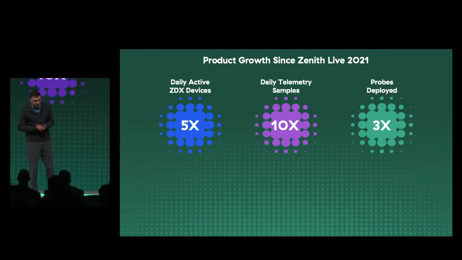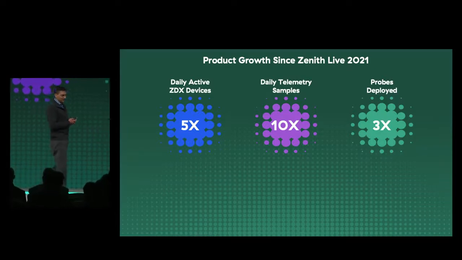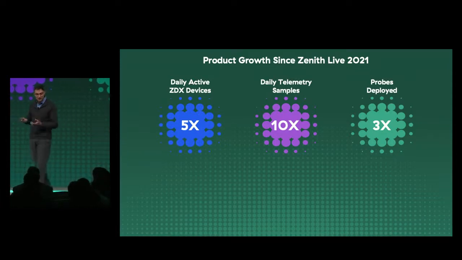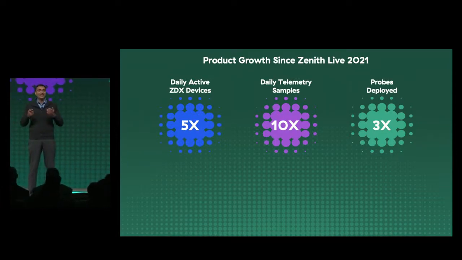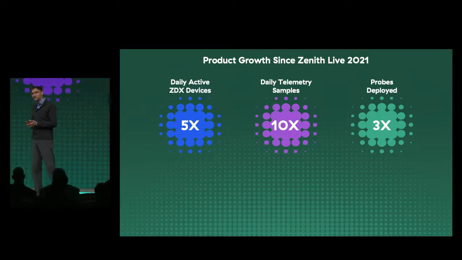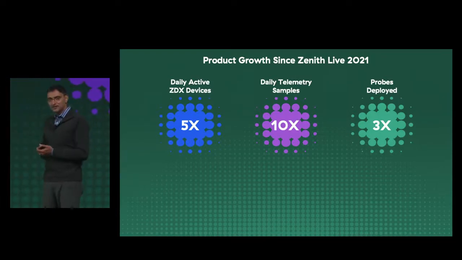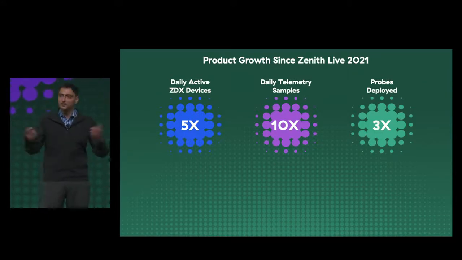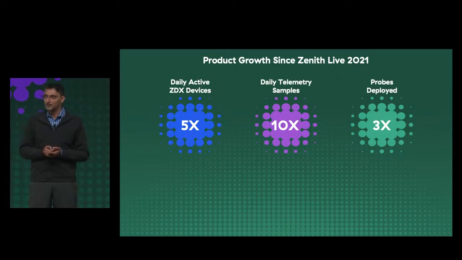In fact, if you look at ZDX since Zenith Live 2021, we've had 5x increase in ZDX devices, 10x increase in the number of telemetry points that we are collecting, and 3 times the number of probes. You multiply all of that, that gives you a sense of the amount of visibility we have of user experience from across the world, across many, many users and countries.